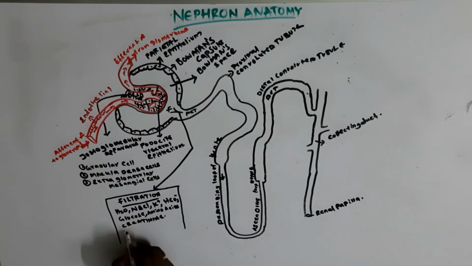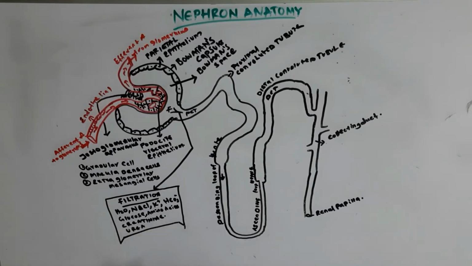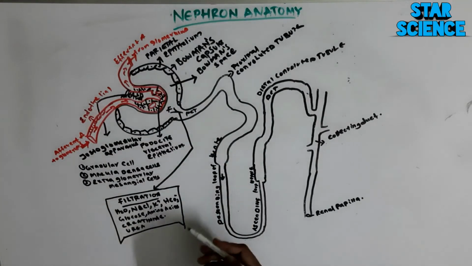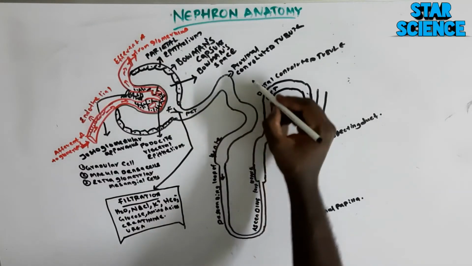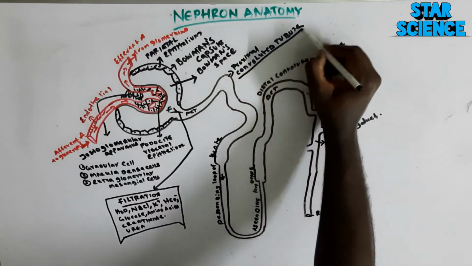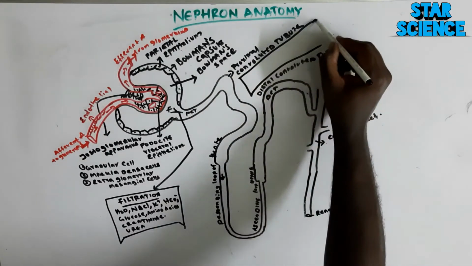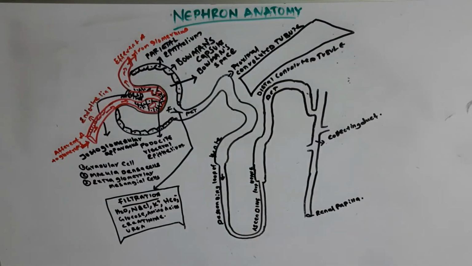So after this filtration, when it passes from Bowman space to the PCT, or proximal convoluted tubule, there we will have a reabsorption, which means it takes back. So what are the reabsorbed contents we are going to see right now.